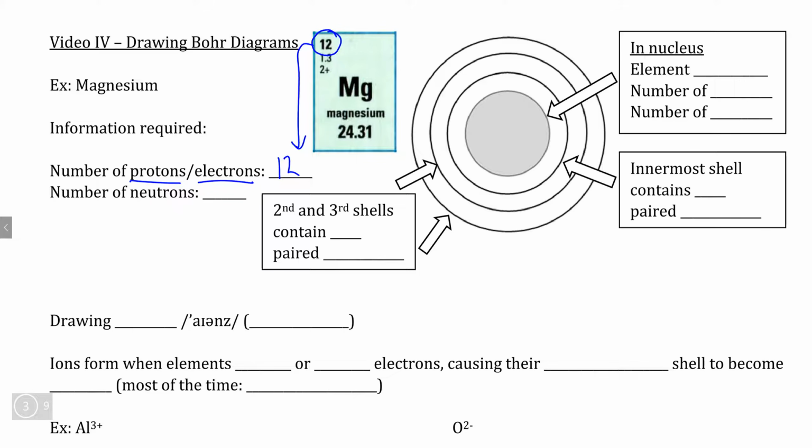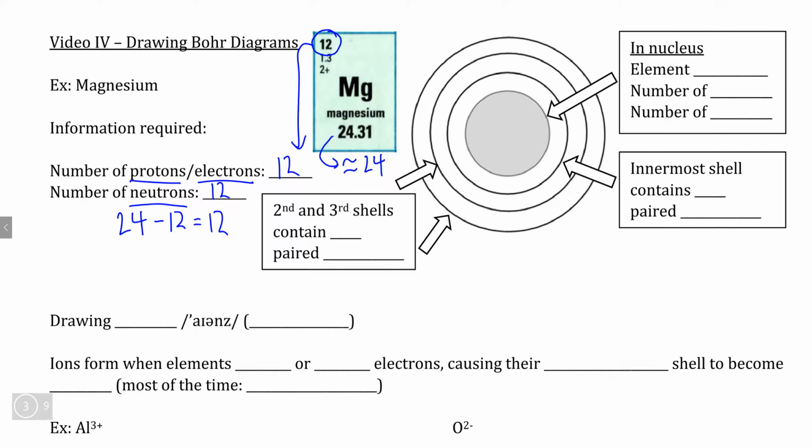Next, we need to do a simple calculation to find the number of neutrons. We know that the number of neutrons is equal to the rounded version of our atomic mass minus the number of protons, because the number of protons plus the number of neutrons is equal to our atomic mass. Now, since the number of protons and neutrons can't have a decimal, we're going to round 24.31 down to the nearest whole number, which is 24. And if we take our atomic mass of 24 and subtract the number of protons, which is 12, we can determine that magnesium has 12 neutrons as well as 12 protons.